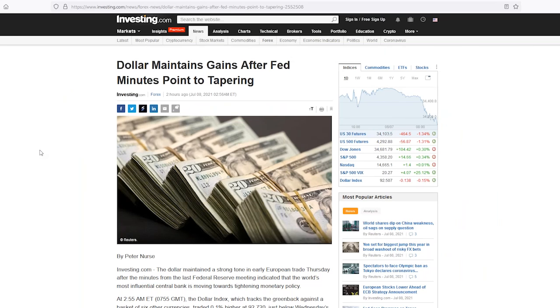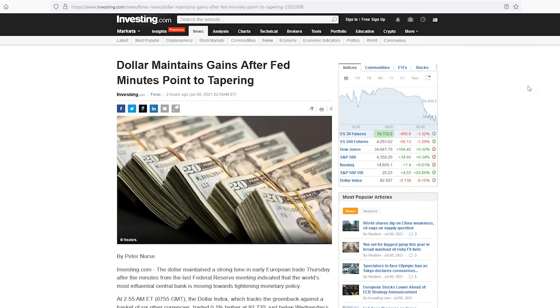Dollar maintains gains. They're talking about the U.S. dollar after Fed minutes point to tapering. Okay, there's some fear about that too on Wall Street. What's tapering? Tapering means cutting back on the stimulus measures that have been helping to prop up the U.S. economy. So now the Fed, in their minutes a couple weeks back, had said, well, maybe we'll cut back on the bond buying program that's been helping the banking system and the money flow in the country. Well, you know, that's because the economy was doing so well in the U.S.